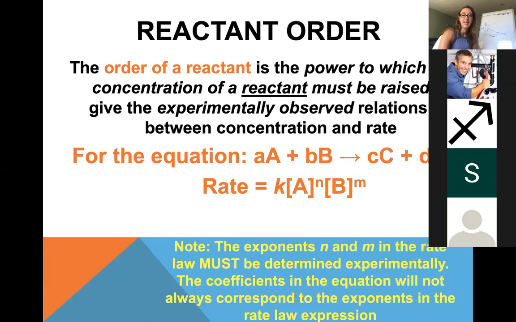So the exponents N and M in the rate law must be determined experimentally. This is really important. A lot of students think that you can just look at the chemical equation and figure out the rate law. You can't. You actually have to figure out rate laws experimentally, and that's what I'm going to show you. The coefficients in the equation do not always correspond to the exponents in this rate law expression, okay? Just keep that in mind, because a lot of students have a misconception that you can just take this coefficient and put it here and this coefficient and put it here. That's not the way it works. It has to be determined experimentally, okay?